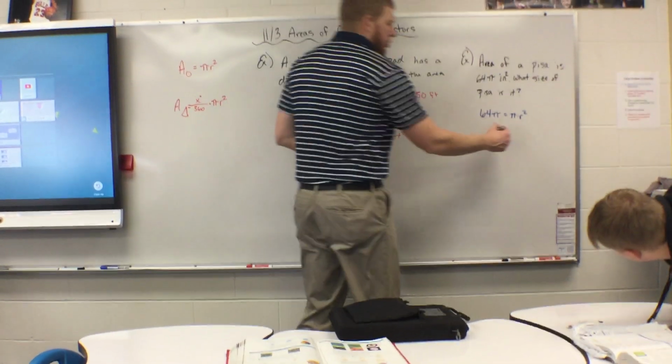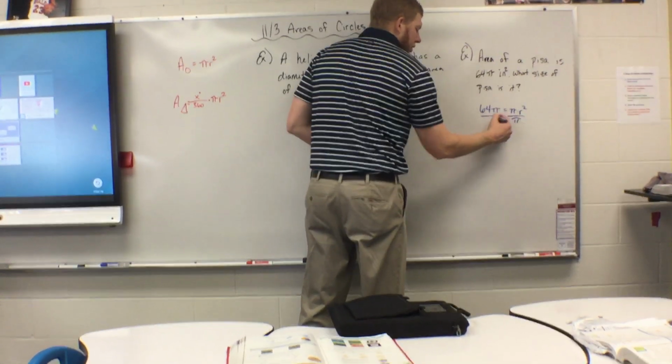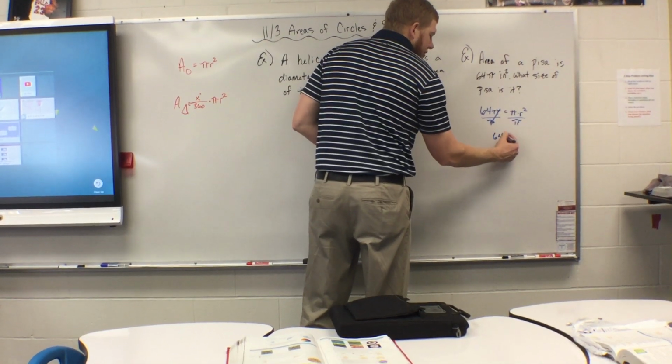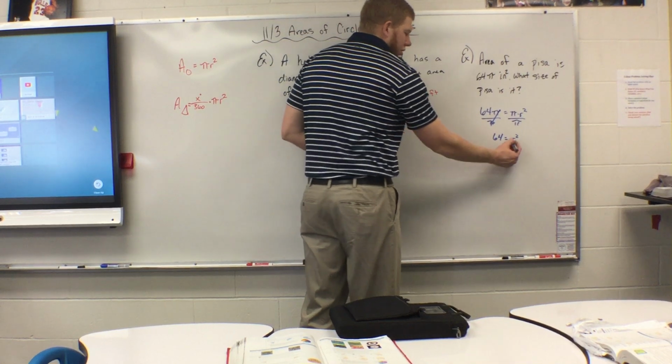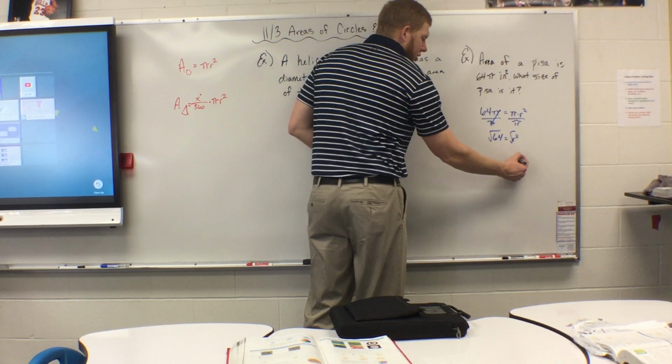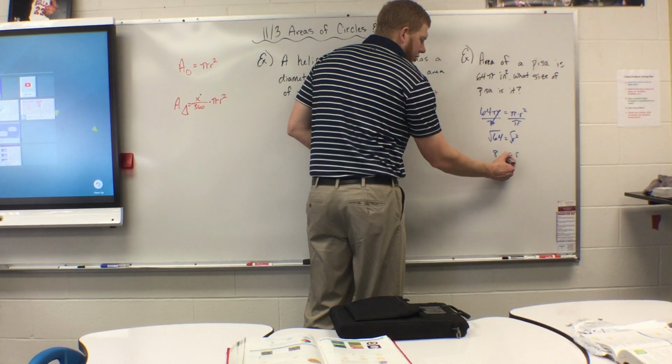So the first thing we can do is divide by pi, so that'll cancel out. So we get 64 equals r squared. Next step, square root. So r equals 8 inches.